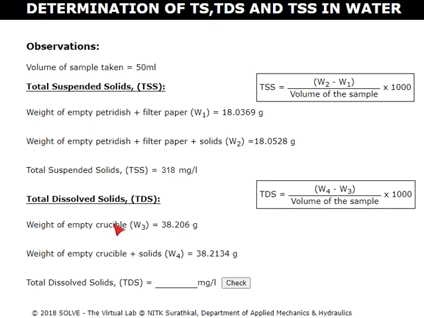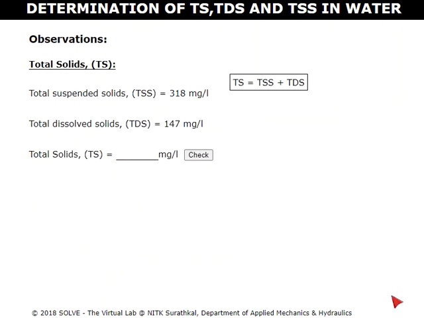Similarly, we can calculate total dissolved solids using the formula and the observation. Enter the calculated value of the total dissolved solids here. Click on check to check the result. We can calculate total solids. Click on check to check the result.